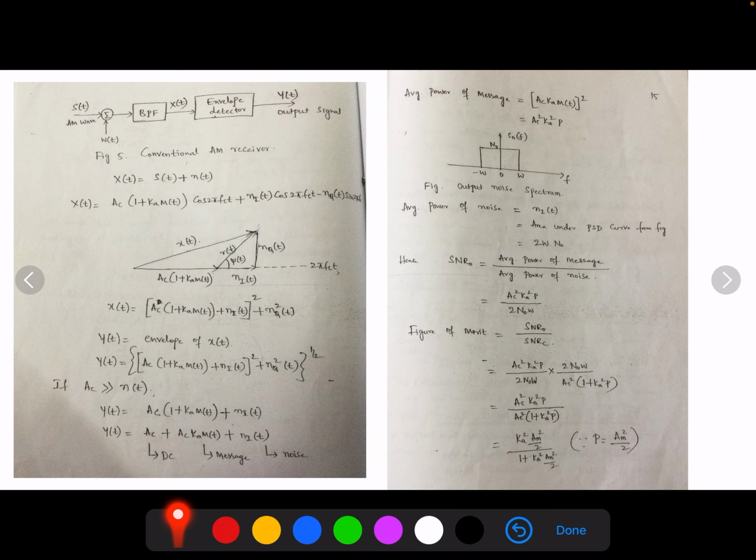Especially, we would like to approximate the output y(t) as the sum of the message term plus a term due to the noise. So we should bring this equation into that form. In general, it is very difficult to achieve.